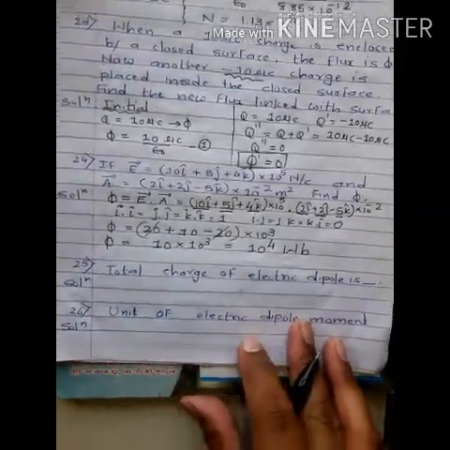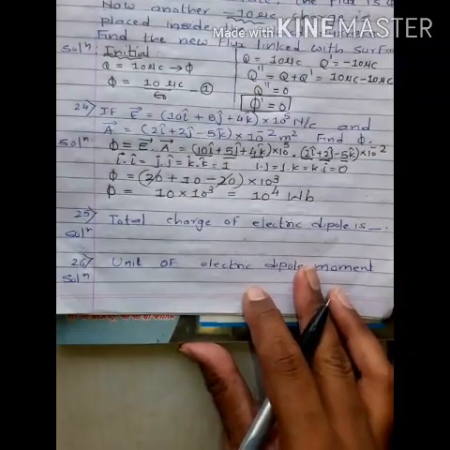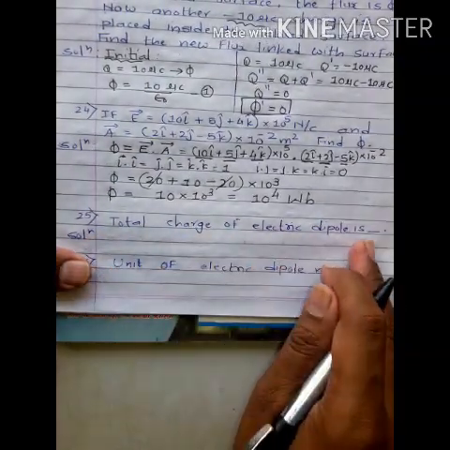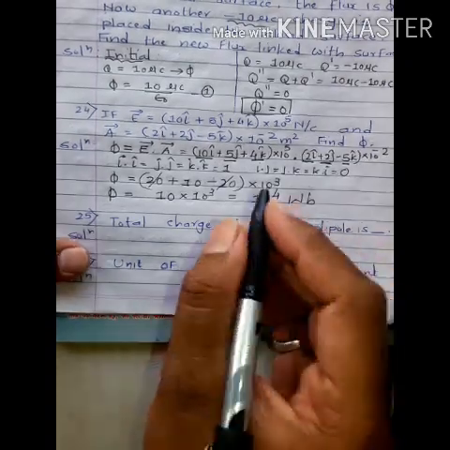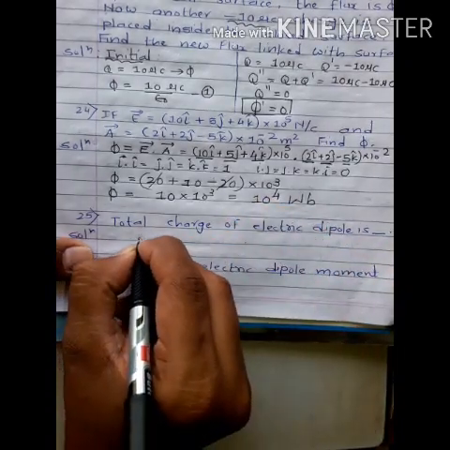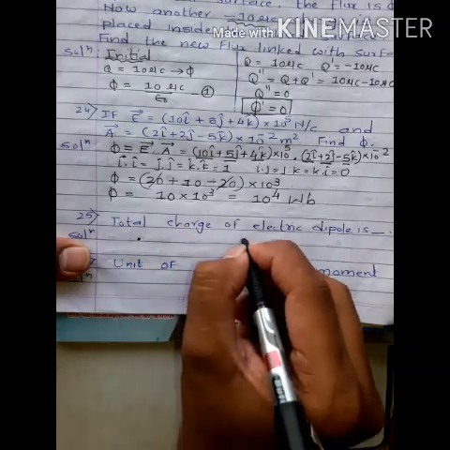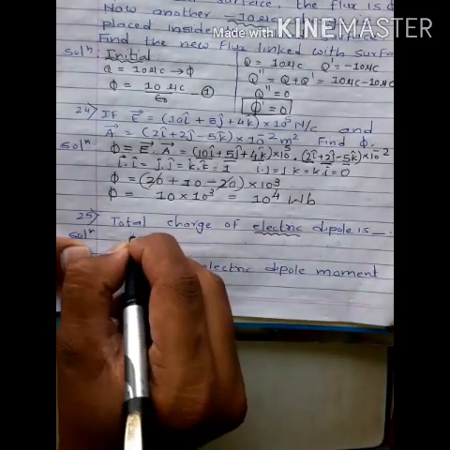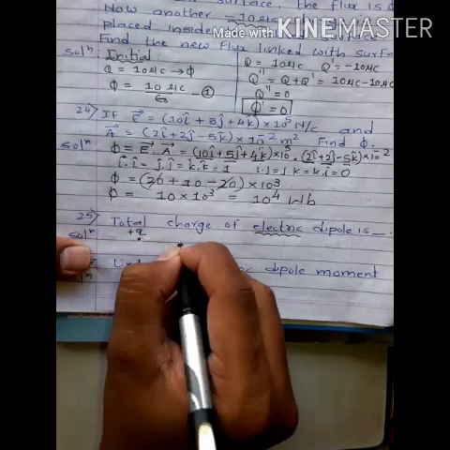Next MCQ. MCQ number 25. The total charge of an electric dipole is blank. Now first of all, remember the construction of an electric dipole. What is called an electric dipole? It is a system of two equal and opposite charges.